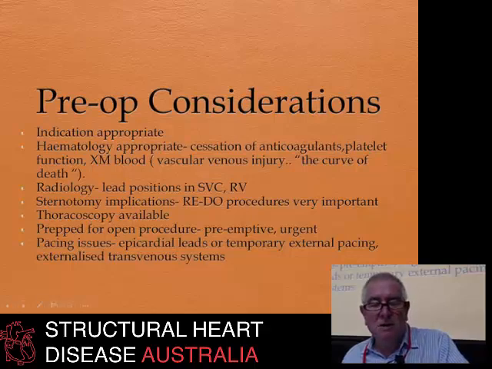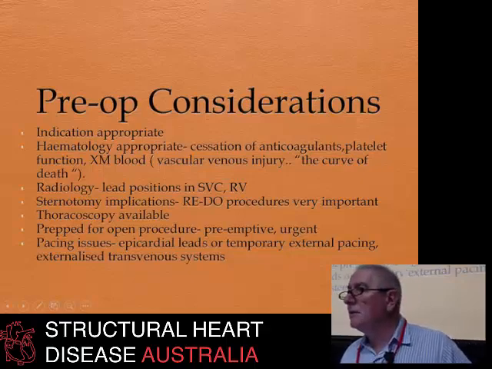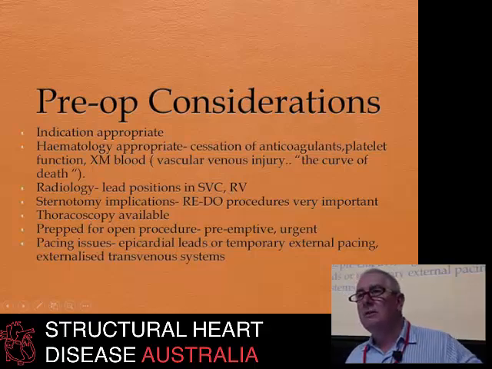So we need to cross-match blood, and I usually have at least 4 units available in case we get a vascular venous injury such as the superior vena cava. And that's commonly going to occur in the area that the Italians call the curve of death, which is the curve coming out of the innominate vein down into the superior vena cava and the right atrium.